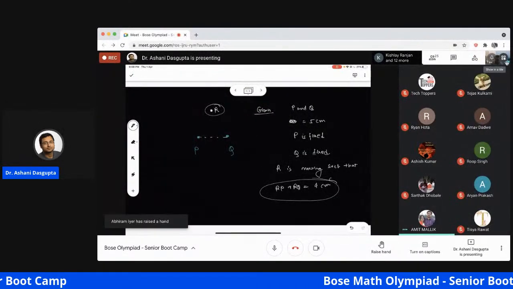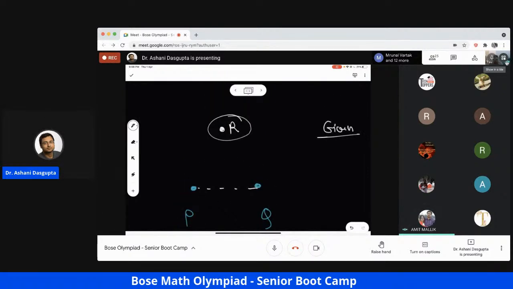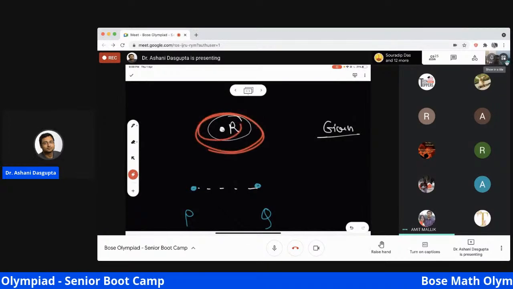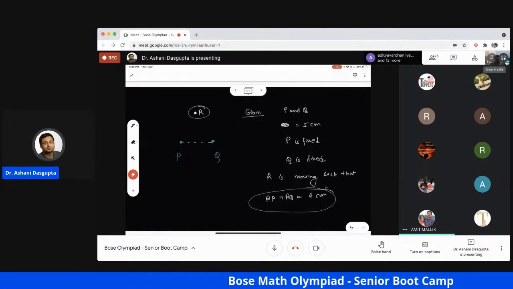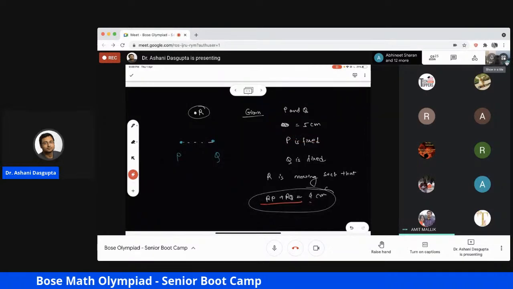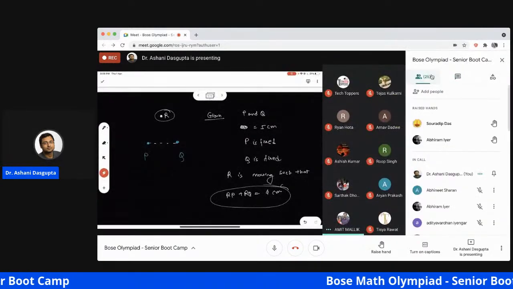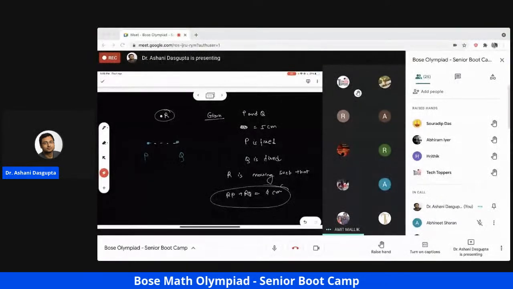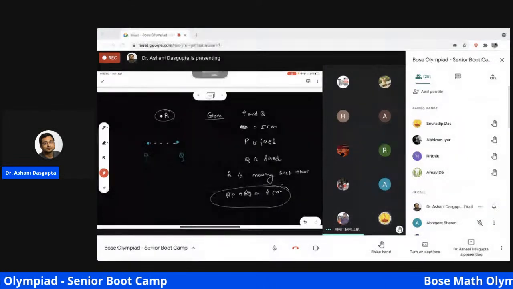Okay, so we have two fixed points P and Q, and a point R is moving on the plane such that there are two pieces of information. The distance of P and Q is 5 centimeters and RP plus RQ is 4 centimeters. Now, I want to see raised hands for people who want to respond to this. I'll go to Shourodeep and ask him: what is the locus or the path traced out by the moving point R? Shourodeep, can you first tell us?